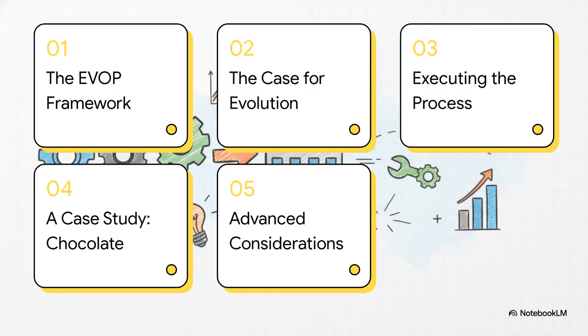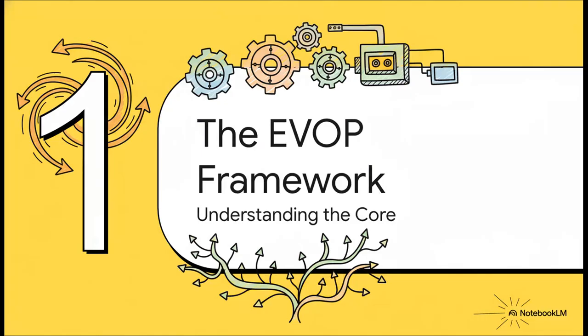So here's how we're going to break this all down. First, we'll look at the core framework, what EVOP actually is. Then, we'll make the business case for why you'd even want to do this. After that, we'll get into the nuts and bolts of how to execute it, walk through a fantastic real-world case study involving chocolate, and then wrap up with some advanced considerations you'll want to keep in mind. All right, let's dive right in with the fundamentals.